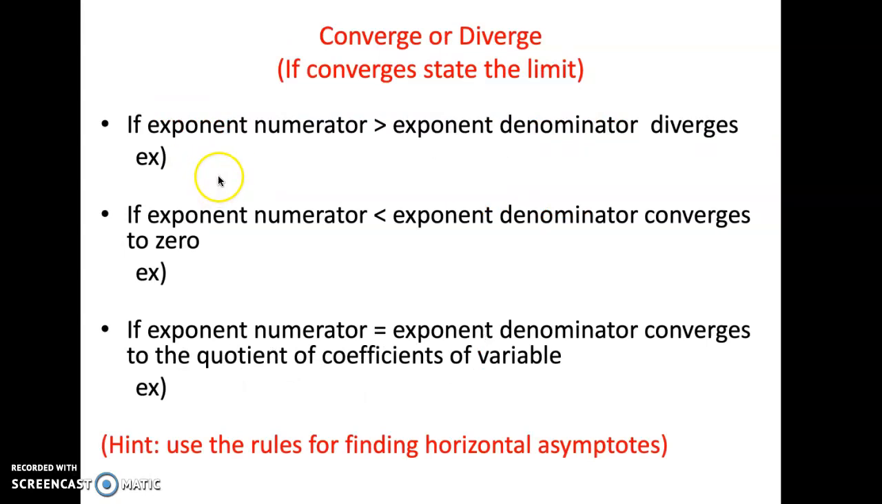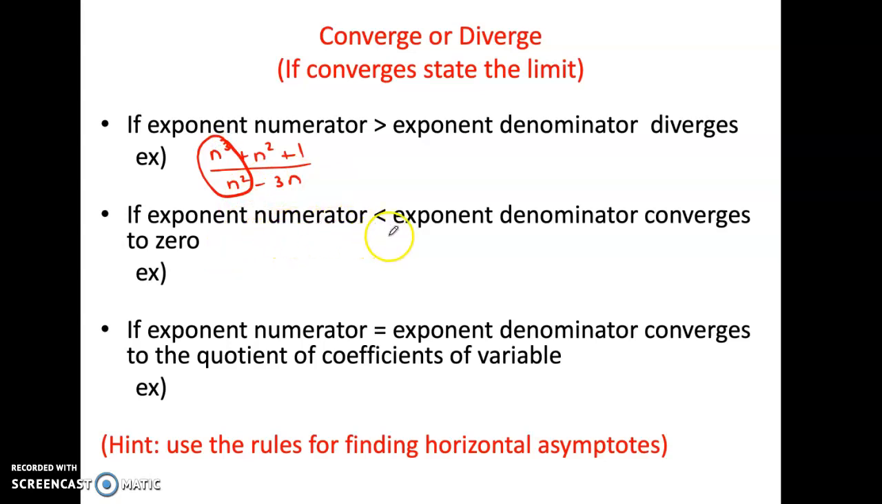So here are just the general rules. You have seen these exact rules in this exact format in chapter 2. If the exponent of the numerator is greater than the exponent of the denominator, it diverges. So again, an example would be like n cubed plus n squared plus 1 over n squared minus 3n. These are the leading terms. The numerator is greater than the denominator, it diverges.